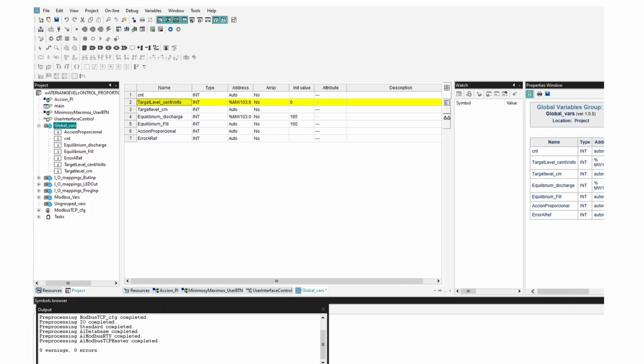Remember that this is in relation to the reading of the height sensor, which is between 0 and 10 volts, so which is between 0 and 1000 centivolts, but it's the same. And we will have it in centivolts and in centimeters.